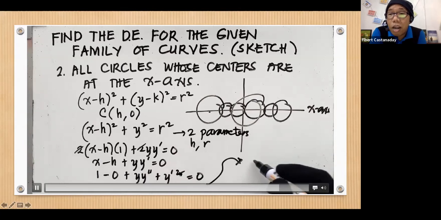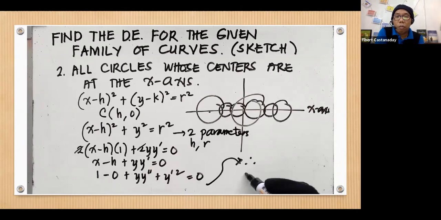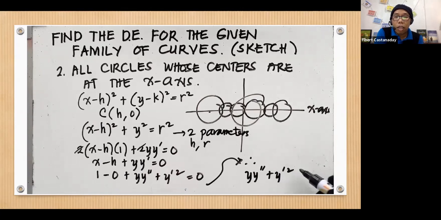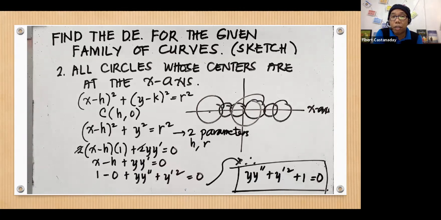Then, wala nang arbitrary constant dyan, di ba? So you need not to manipulate anymore, or you can arrange the final answer into this format: y y double prime plus y prime squared plus 1 equal to 0 is your differential equation for all circles whose centers are at the x-axis. Okay, that's it. Any questions?